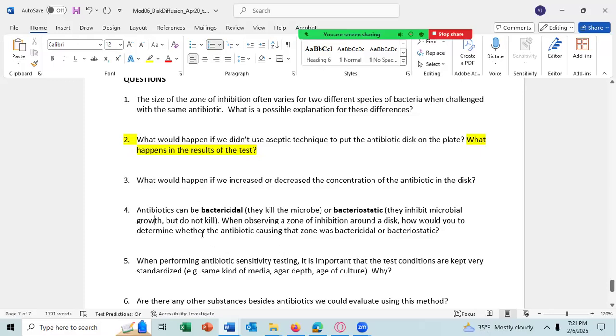Work on it. And 5, when performing antibiotic sensitivity testing, it's important that the test conditions are kept very standardized. The same kind of media, Mueller-Hinton, the same agar depth, 4 millimeters. The age of the culture, a young culture, growing less than a day, no longer than a day. And then why is that? Explain your answer.